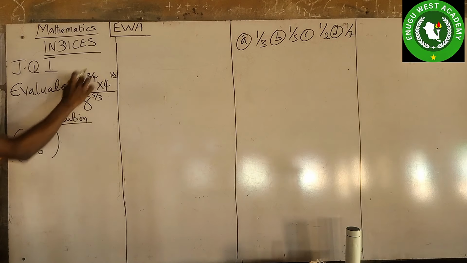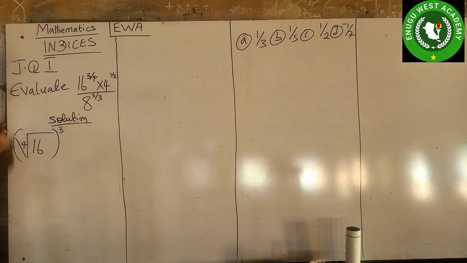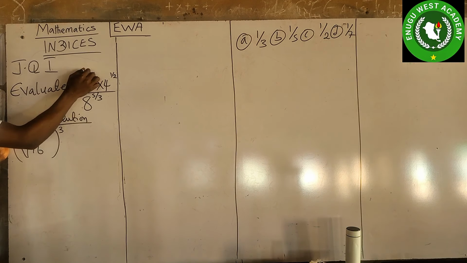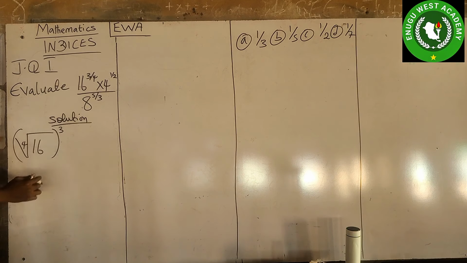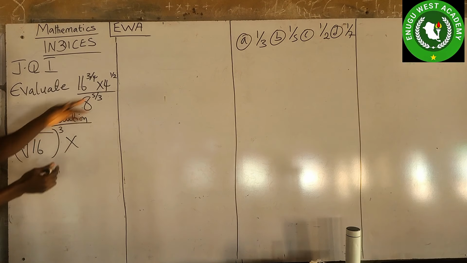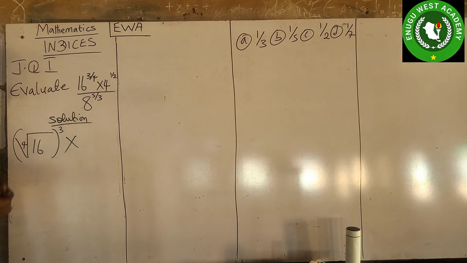Raised to power 3. Remember I told you that as long as you're not seeing 1 here, you must introduce a bracket. Now, times. Now look at this one. We have 4 raised to power 1 over 2.